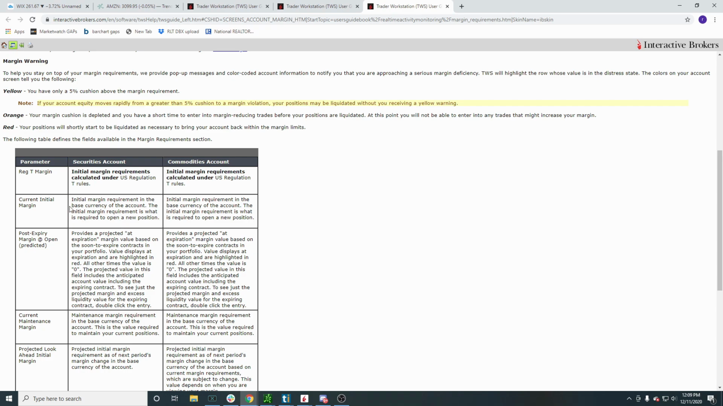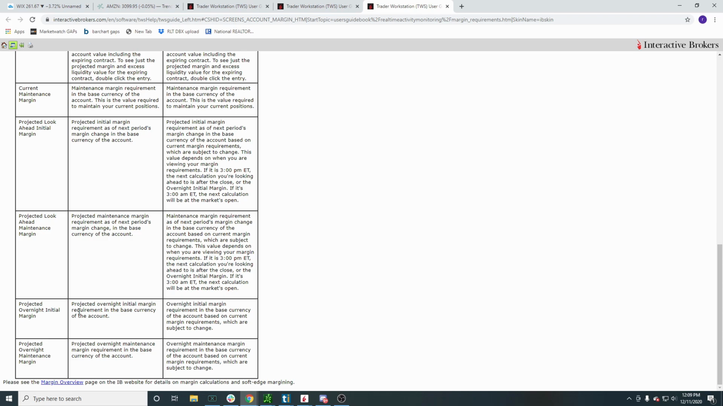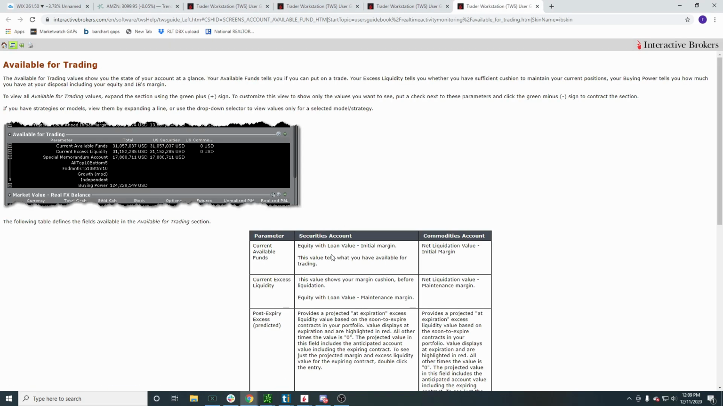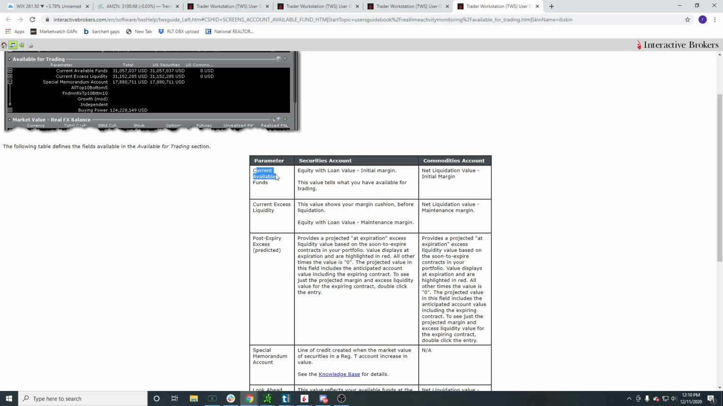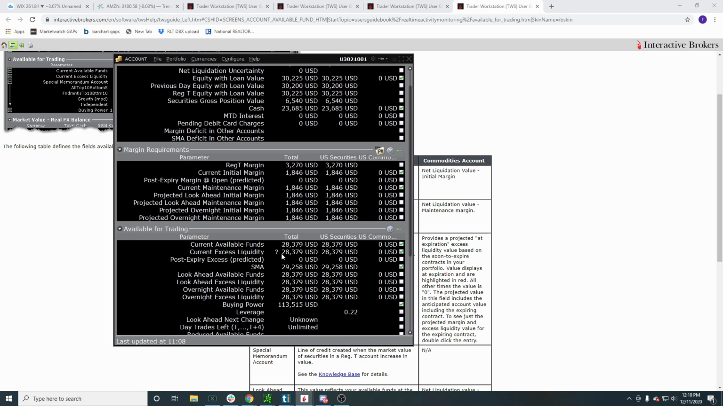So let's go back over here. So we talked about that, and then this table obviously will tell you what all of those different sections mean. So that's always really cool to be able to just click that and look at it. Again, available for trading. If you click that, it'll take you to your current available funds, your excess liquidity, again, equity value with loan. This is your maintenance margin, minus your maintenance margin, sorry. So this is where you want to make sure that your excess liquidity does not become negative, because that means your maintenance margin is going up and up and up.